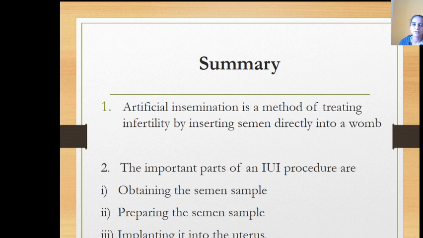Yeah, so that's all for today's class. Let's just see the summary. Artificial insemination is a method of treating infertility by inserting the semen directly into the womb, artificially. So it's not natural. Insemination is a technique of passing or inserting the semen. It can be natural or it can be artificial, but here we are talking about artificial, where it is done by certain means. The steps involved in intrauterine insemination are obtaining the semen sample, preparing the semen sample, and implanting it into the uterus.